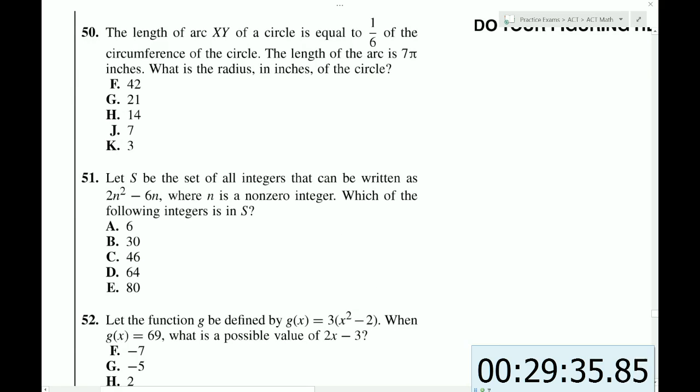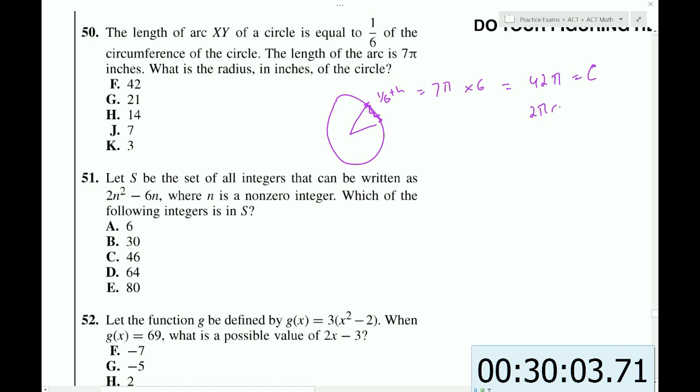The length of arc XY of a circle is equal to 1/6 of the circumference. The length of the arc is 7 pi. What is the radius? So, alright, if we are 1/6 of the circumference, okay, and that's equivalent to 7 pi in arc length, that means that if I multiply that by 6, I would get the total arc length of the circle, also known as the circumference. Now, since circumference is 2 pi times radius, I can set these equal. So 2 pi radius is 42 pi. I can divide that by 2 pi, and I get that the radius would equal 21.